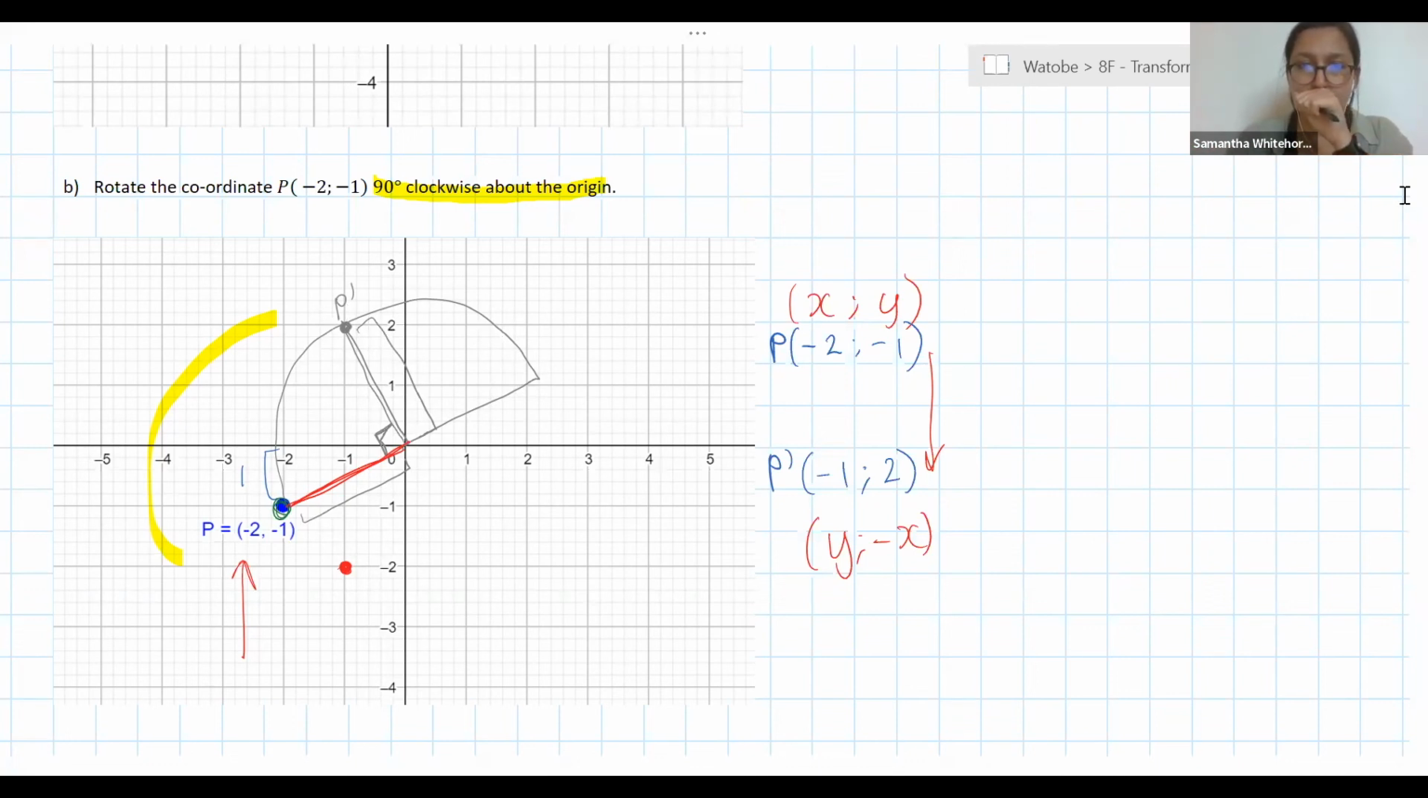Okay, excuse me. Nafika, do you have a question? Hi, ma'am. On the question, it says rotate the coordinate.